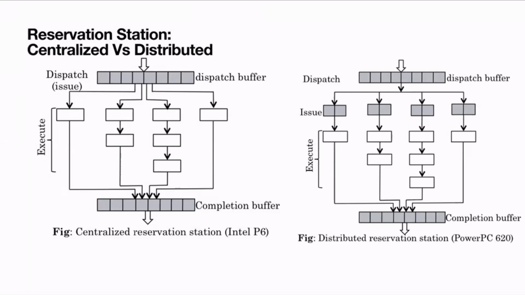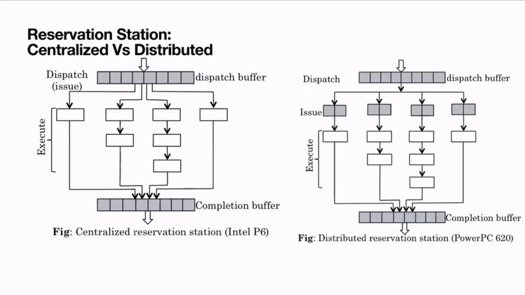But now if you have distributed reservation stations, you'll have a lesser number of entries in each of the reservation stations. Of course, let us assume that the total number of entries for the reservation station is the same in both cases. In the centralized, we may have an 8 entry reservation station. In the distributed, we have 4 reservation stations, each having 2 entries.